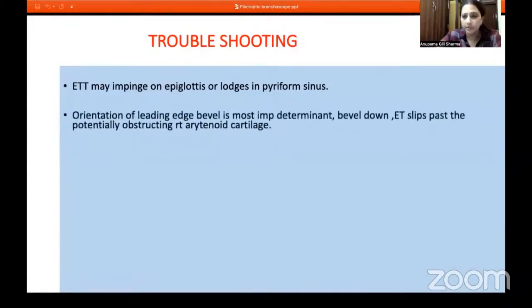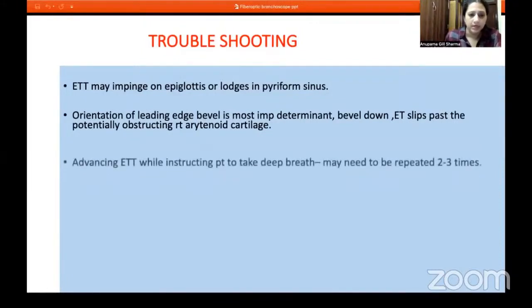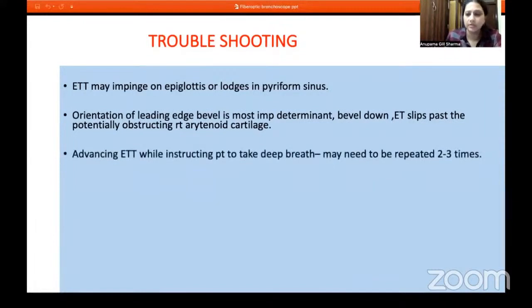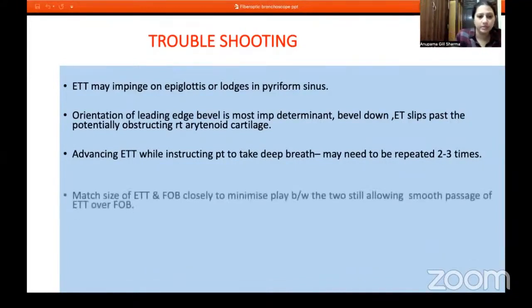Orientation of the bevel is very important. Once the tube is introduced, the bevel is towards the left side, and so the tip of the endotracheal tube gets obstructed against the right arytenoid cartilage. Rotation of the tube anti-clockwise by 90 degrees can solve this problem. Asking the patient to take deep breaths about 2 to 3 times while advancing the endotracheal tube can help to advance the tube.